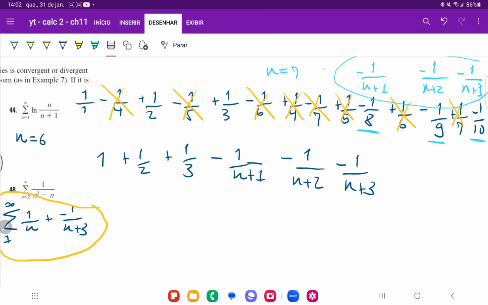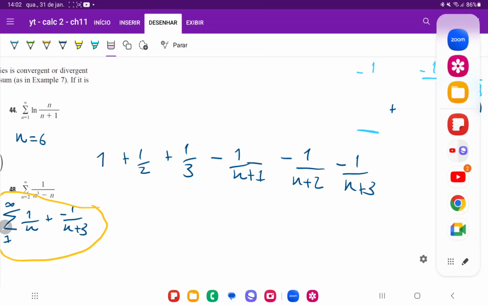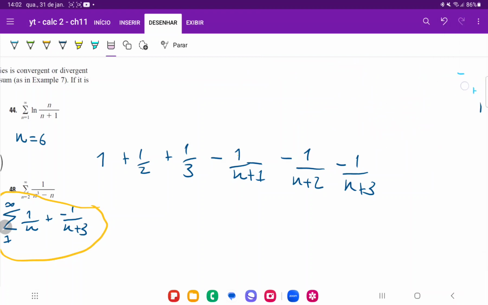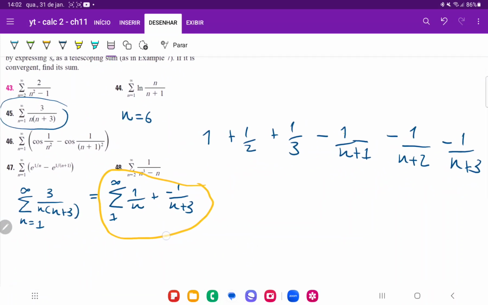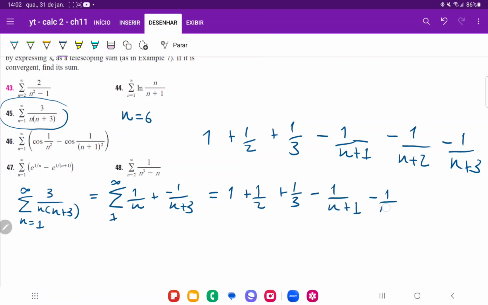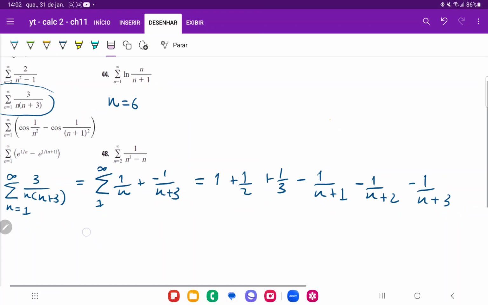So once we have found this formula, let me erase all of this stuff so that we have some space to work with. So we can now rewrite this whole sum here as being 1 plus 1/2 plus 1/3 minus 1 over n plus 1 minus 1 over n plus 2 minus 1 over n plus 3. So this here is the result of our sum. And now we want to calculate our sum not for n is equal to 6, not for n is equal to 7, but for n is equal to infinity.